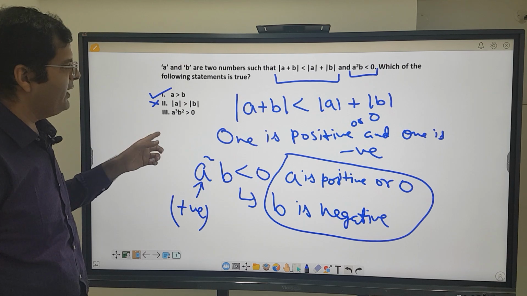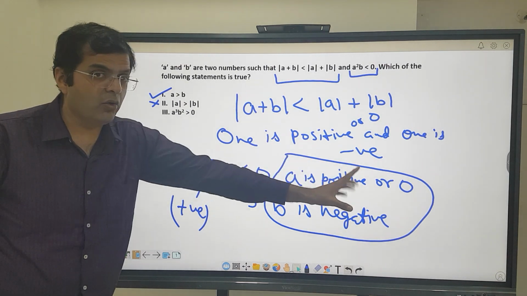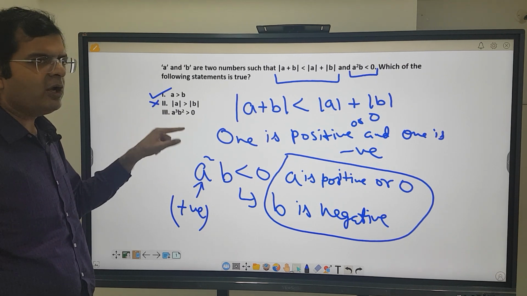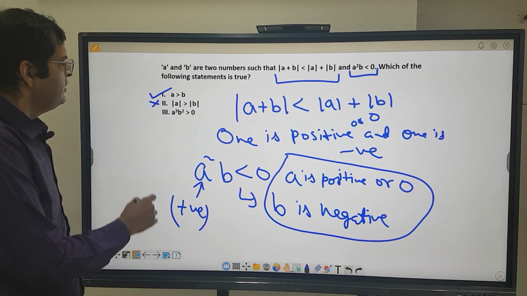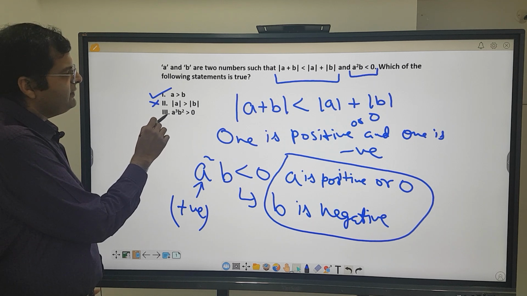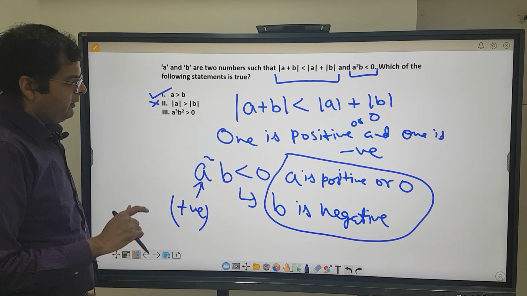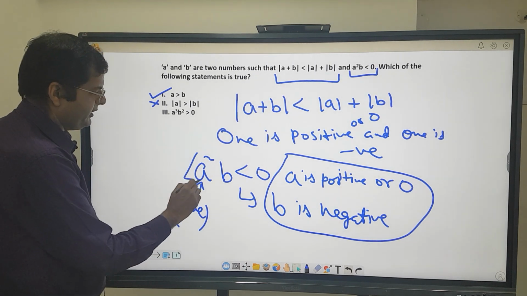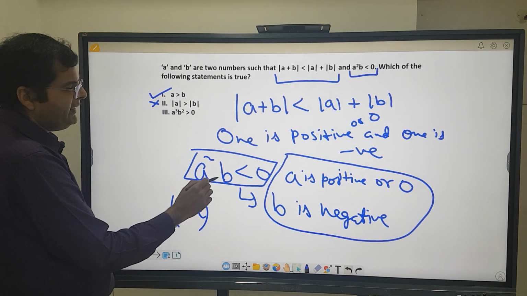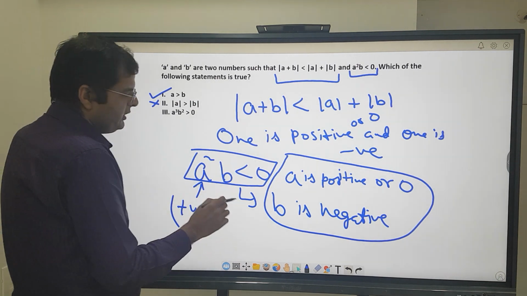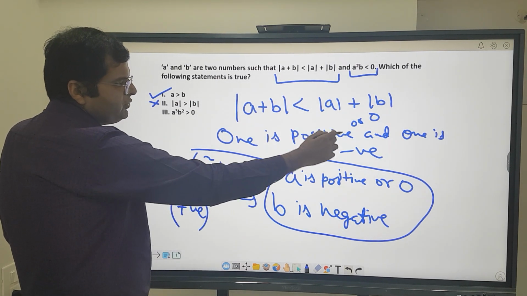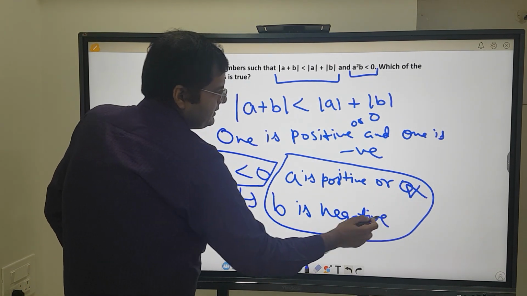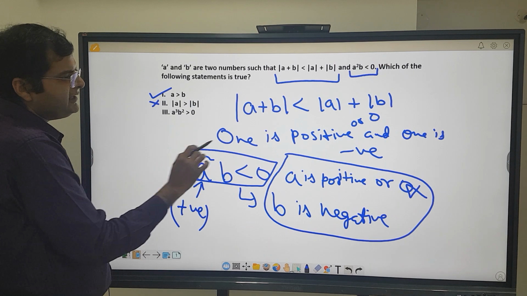Finally, a cube into b square. A is either positive or 0. It can also be 0, keep in mind. If it is 0, then this expression becomes equal to 0 and not greater than 0. If a is positive and b is negative, then this is greater than 0. But one more thing we have concluded from the expression a square times b is less than 0: from the first one we were getting a is positive or 0, but here we have concluded a is not 0. That means this 0 is also ruled out.